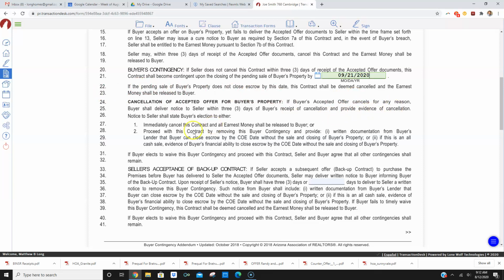If buyer's accepted offer cancels for any reason, buyer shall deliver notice to seller within 3 days that the buyer is canceled. Notice to seller shall state buyer's intentions to either 1. Cancel this purchase, or 2. Proceed by removing the buyer contingency and provide written documentation from the buyer's lender that they can do that. If buyer elects to waive this buyer contingency and proceed with this contract, seller and buyer agree that all other contingencies shall remain, meaning appraisal contingencies, loan contingencies, all the stuff that's default in there is going to stay in place.